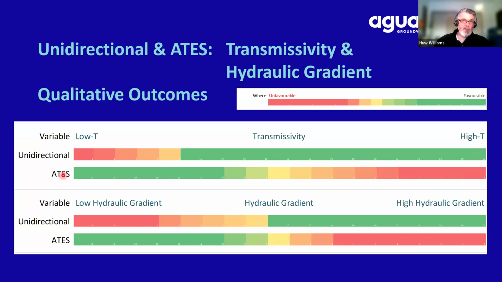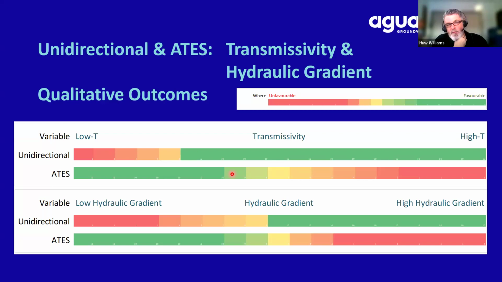The aquathermal energy storage system, however, is flipped on that. If we have a very high transmissivity aquifer, we have the opportunity for our thermal plumes to move away much quicker. And so we have a slightly wider zone of unfavorable conditions and a slightly smaller zone of favorable Goldilocks zones under lower transmissivity conditions.